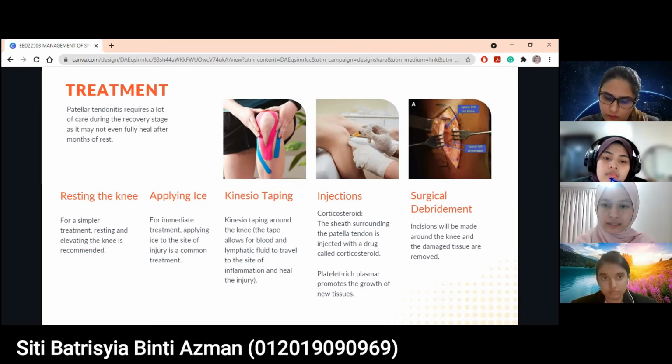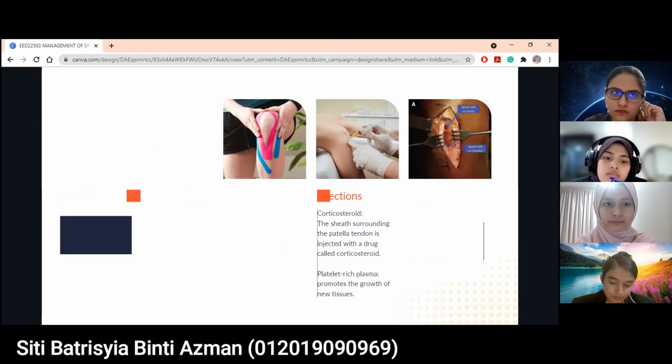And the last one is surgical debridement. In this case, the surgeon will make incisions on the knee, and the damaged tissue of the tendon that connects the patella to the tibia will have to be removed, and then they would leave the good tissue to recover on its own.